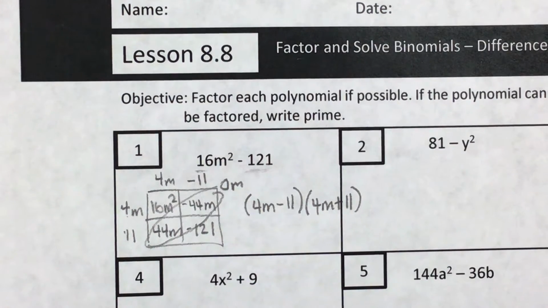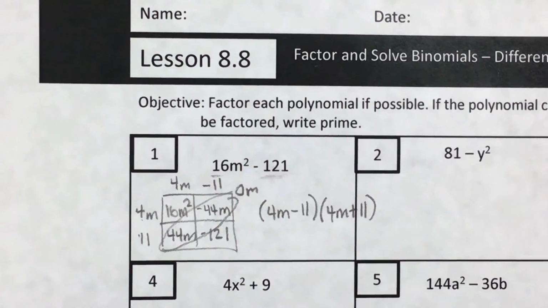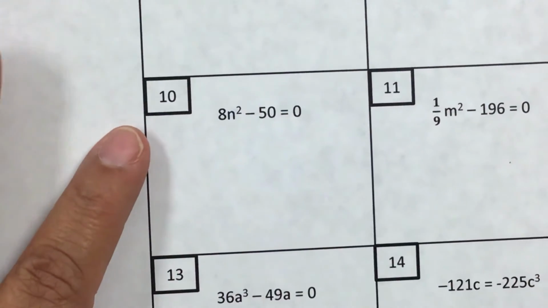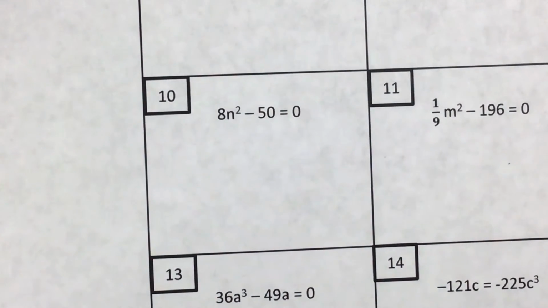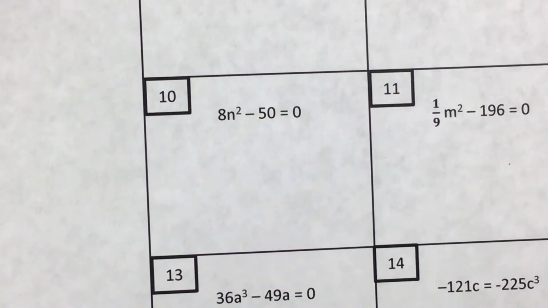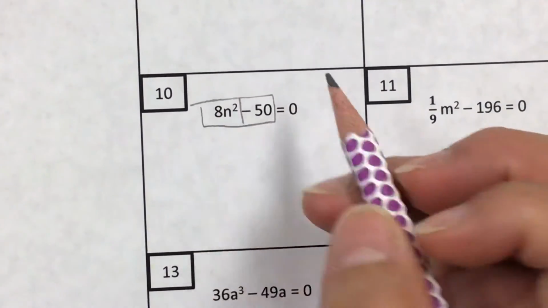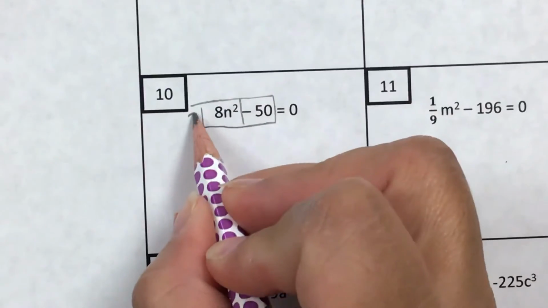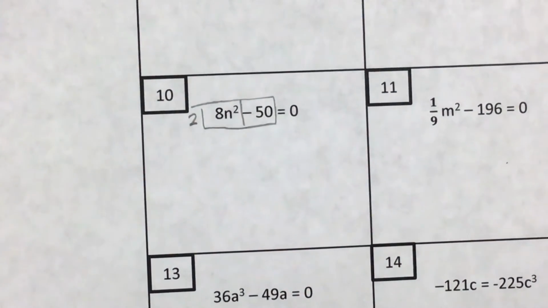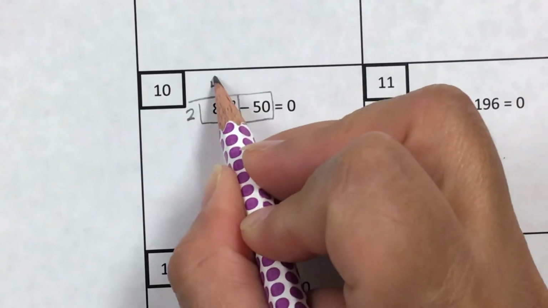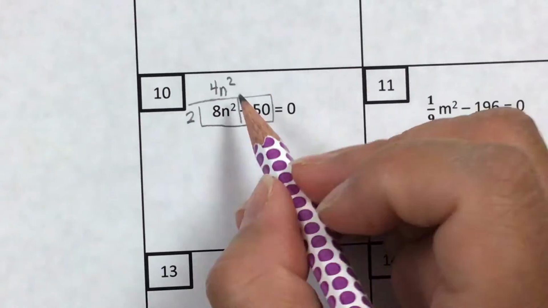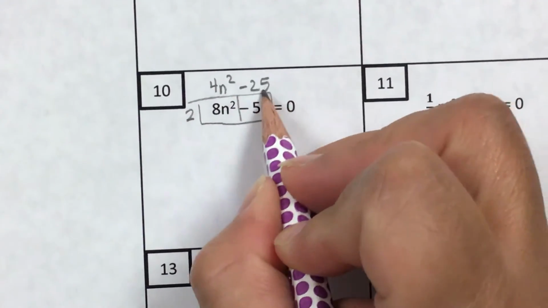But I want to go down to problem number 10. These two numbers are not numbers on our list. 8 is not a perfect square. 50 is not a perfect square. But we can factor out a 2. This doesn't happen very much in this homework, but I want you to be aware of that. So what does that mean? This is 4n squared, and this is a negative 25.